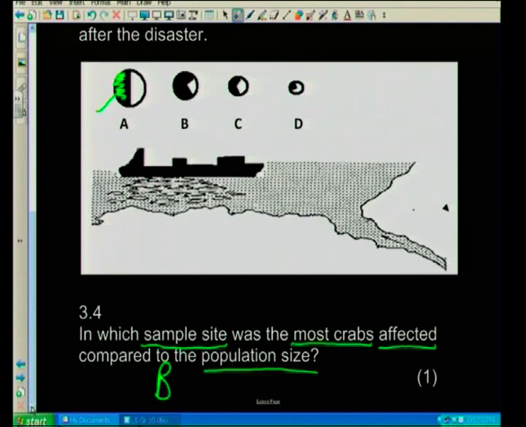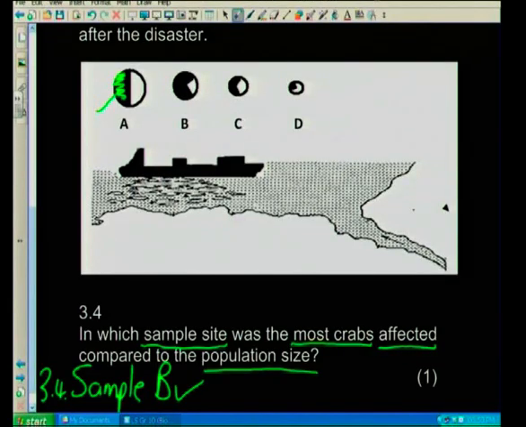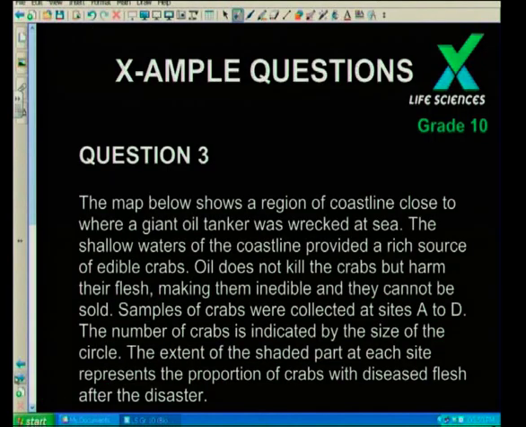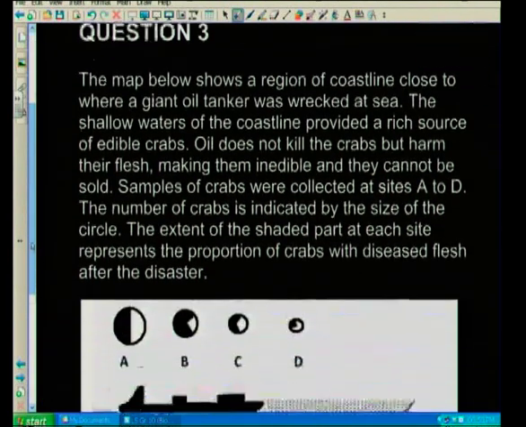Okay, you're not going to get a mark if you say site B, so we're going to write sample, because I want the word sample. It's important to use the same words that they actually use in the question. All right, so say which sample site? Sample site B, or just sample B, will be accepted. So 3.4: sample B, or sample site B. Right, that brings us to question 3.5.